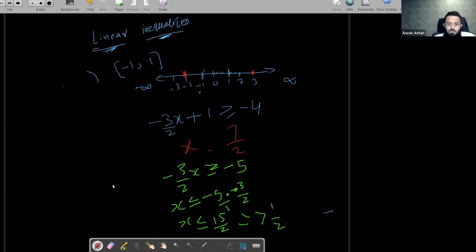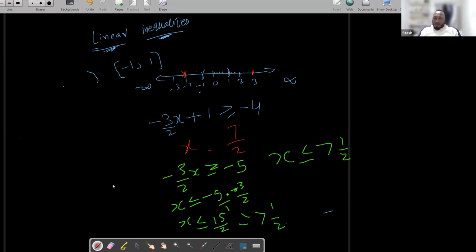So is it greater than 7 and a half? Oh, 7 and a half, sorry. Is it less than or equal to or greater than or equal to? Less than or equal to. Okay, the final answer is this. Okay, why did you flip the inequality? Because I wanted to take that minus to the other side. So you would flip the inequality. Yes. Okay, perfect.